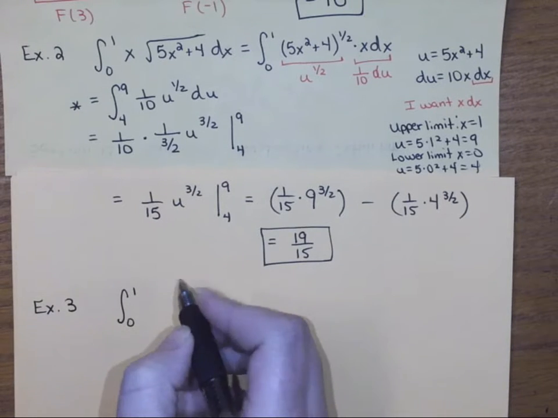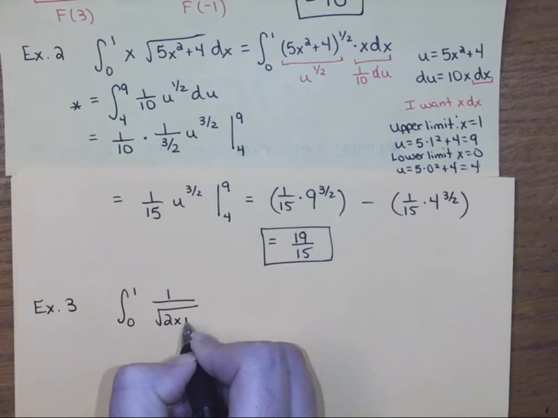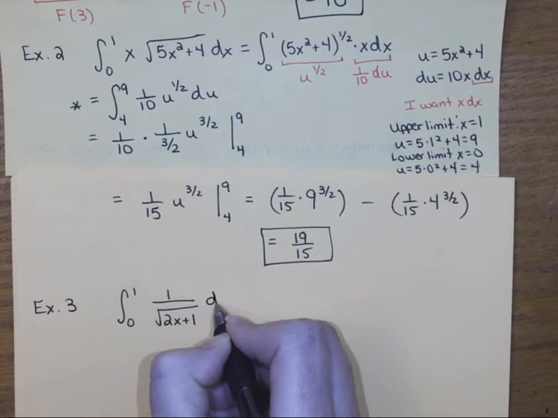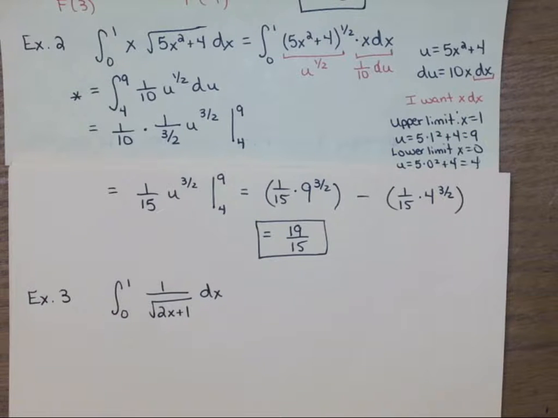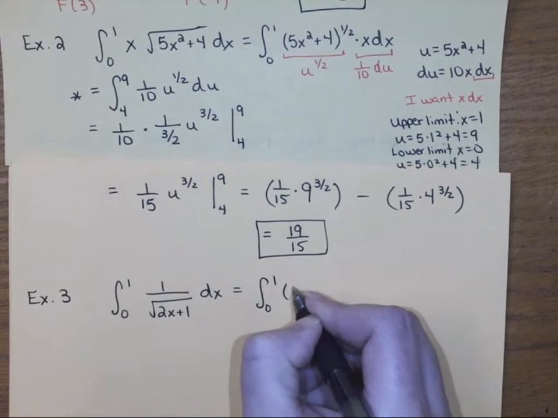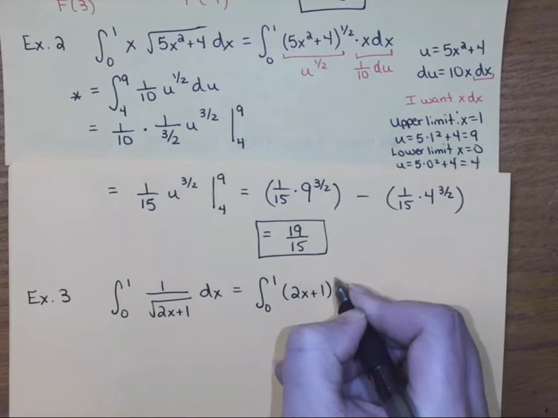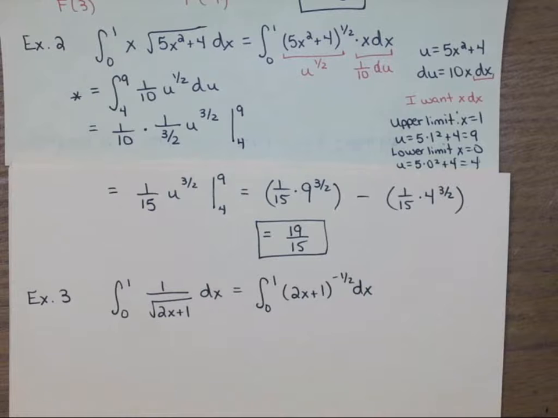So the integral from 0 to 1 of 1 over the square root of 2x plus 1 dx. Okay, so the first thing is, let's rewrite this as 2x plus 1 to the negative 1/2. Okay, it's 1/2 because of the square root. It's negative because it's in the denominator.